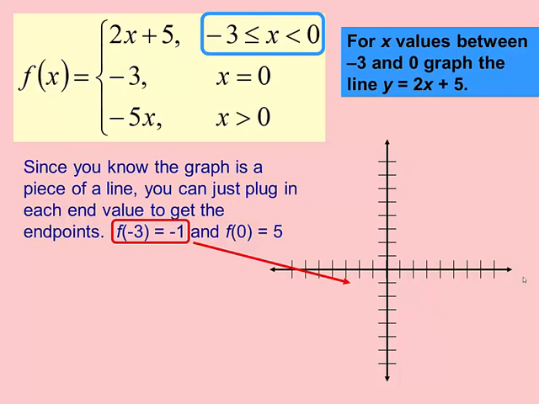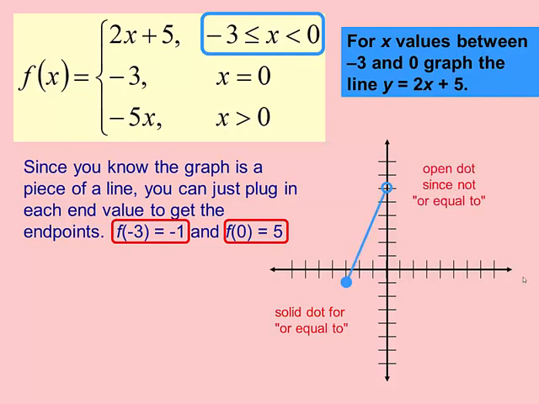We're going to plot the point. When we put in -3 we got out -1, and then we're going to make it a solid dot because it does have or equal to on that side by -3. Then when we put in 0 we get out 5, so we're going to put a point there, but we're going to make it an open circle because it does not have or equal to on that end for the domain. x is less than 0. And then we're going to join them up in a line segment. So that's the piece of the graph of 2x plus 5 when x is between -3 and 0, including -3.